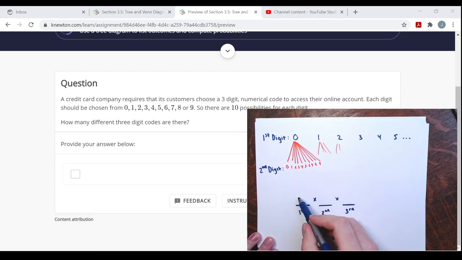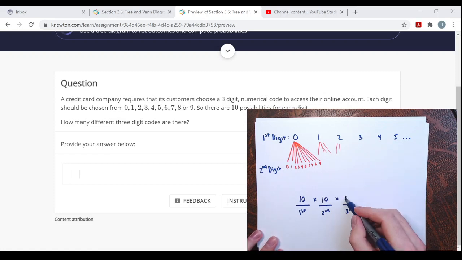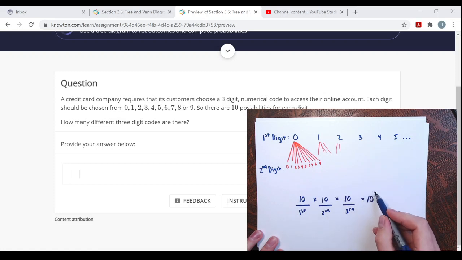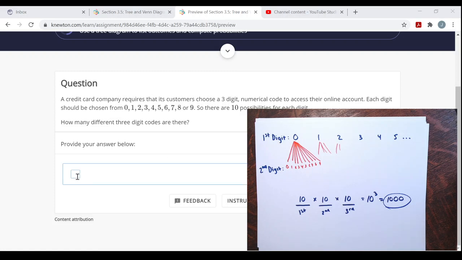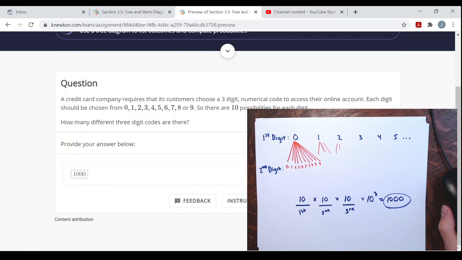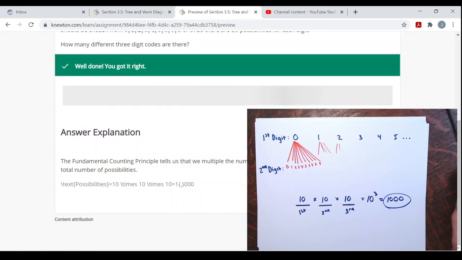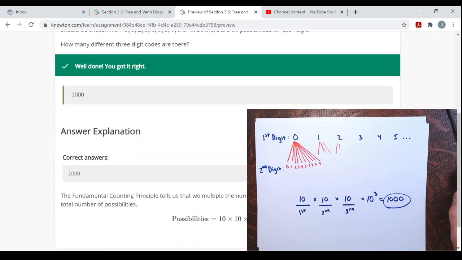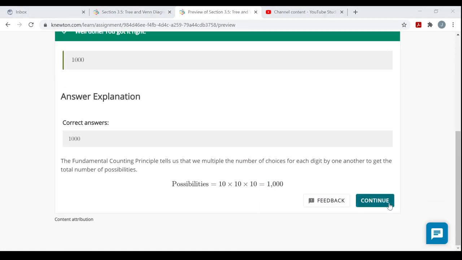I have 10 choices for the first digit, right? 0 through 9, times 10 choices again for the second digit, right? They can be the same number, times another 10 for the third digit. So this is 10 to the third power, or 1,000, right? There are 1,000 3-digit codes possible from 000 up to 999. All right, so I'm just entering 1,000. Again, that's that fundamental principle of counting.